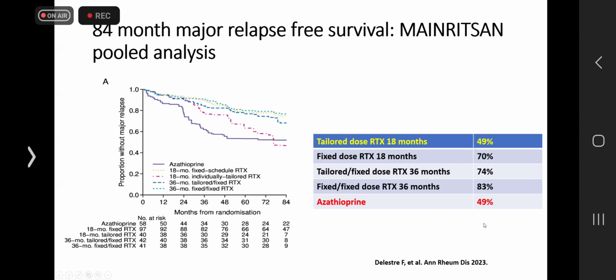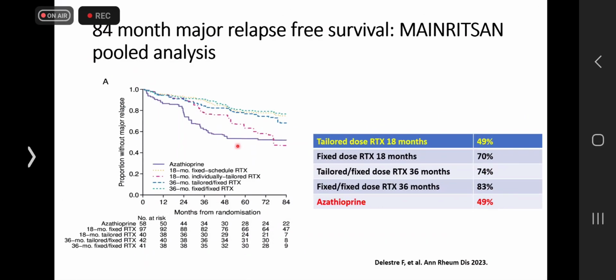So this one here at the bottom is the azathioprine arm. This is the azathioprine arm, and what you see here is the tailored rituximab arm in purple, and on top in yellow is the fixed 18-month rituximab. So the relapse-free survival was significantly lower in azathioprine and tailored 18-month rituximab compared to the fixed 18-month rituximab.